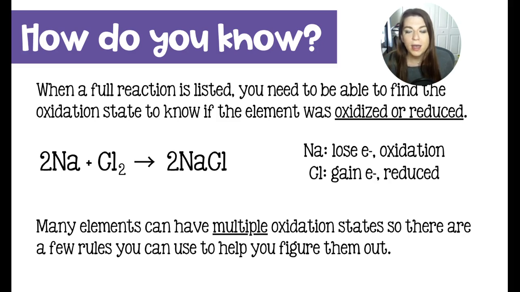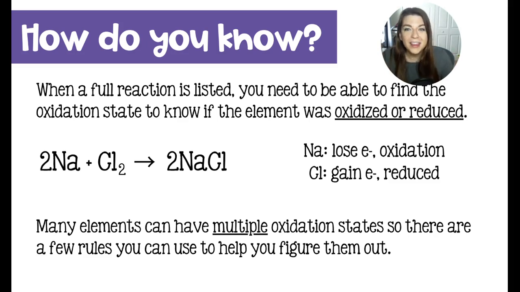So if we look at the classic ionic bonding reaction of sodium bonding to chlorine to make sodium chloride, we know at this point that sodium is going to lose electrons and chlorine is going to pick them up. They become ions, and then their electrostatic attraction is going to have them hang out together.